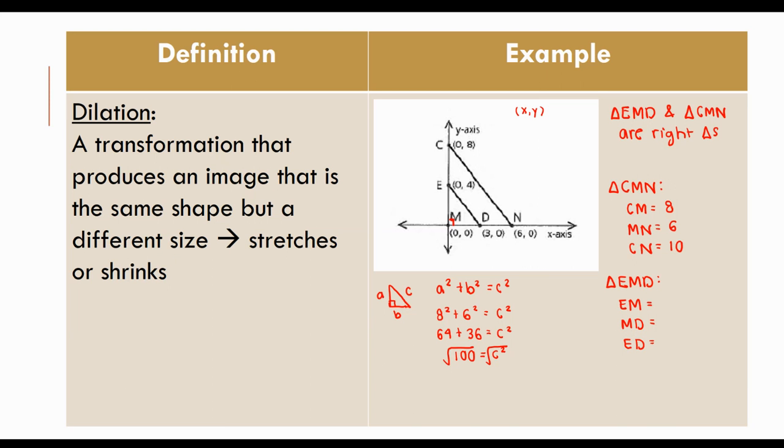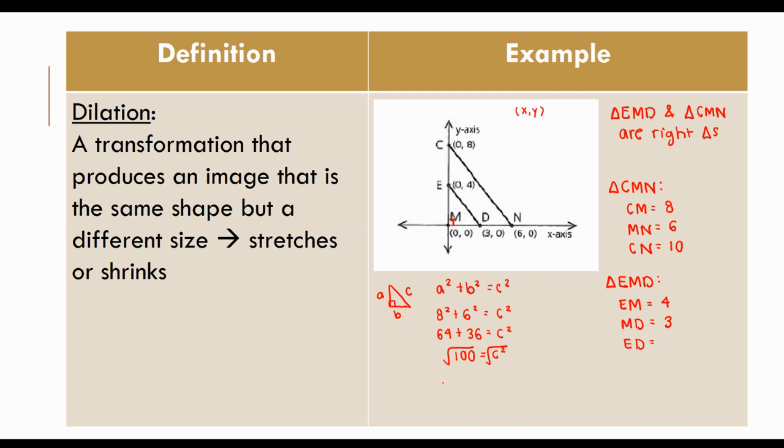So EM, notice that that's on the y-axis. If I look at the y values, to go from 0 to 4 is a length of 4. Looking at MD, it's on the x-axis. So looking at the x values, to go from 0 to 3 would be a length of 3. And then we can do the same thing. We can take those two, those are the legs.